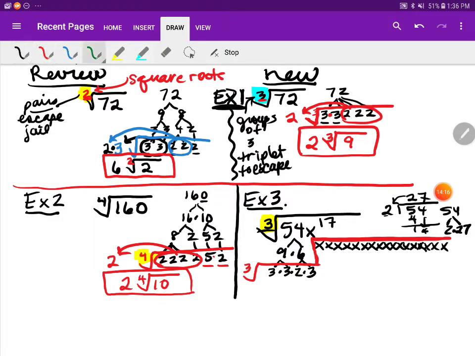So let's focus on the numbers first. I've got the 3's. Okay, so I've got 3 3's, so they escape. So the 3 comes out. I still have the cube root. I'm going to leave space for the x's. The 2 I haven't used, so it goes inside. If there were multiple numbers inside, multiple numbers outside, you multiply them.